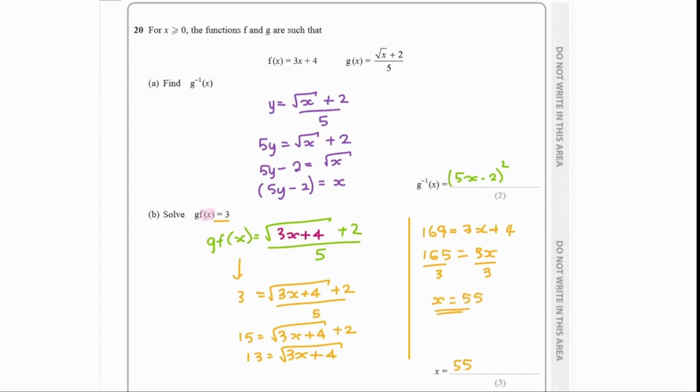So in part A, we would get the first mark for equating g of x to y. The second mark would be for correctly making x the subject and finding an expression for g inverse of x. For part B, we would get the first mark for correctly substituting f of x into the g function. We would get a second mark for being able to form a linear equation from this. And the final mark would be for correctly solving this linear equation and getting a final answer of x is equal to 55.